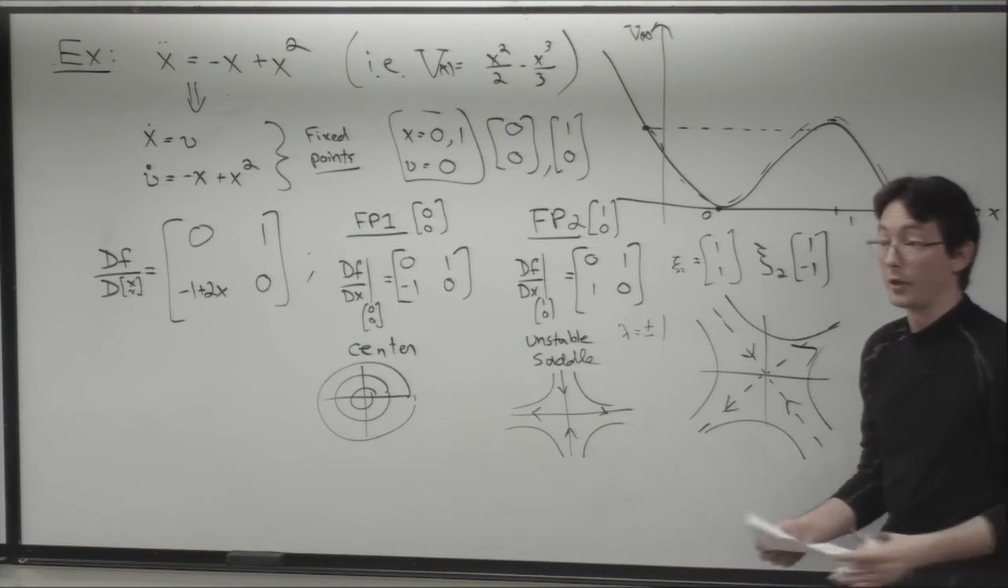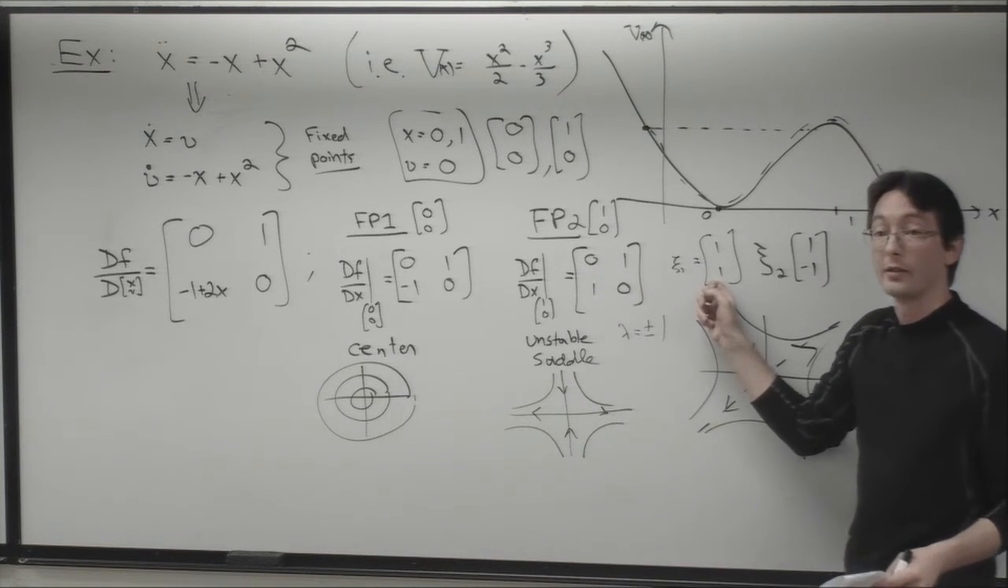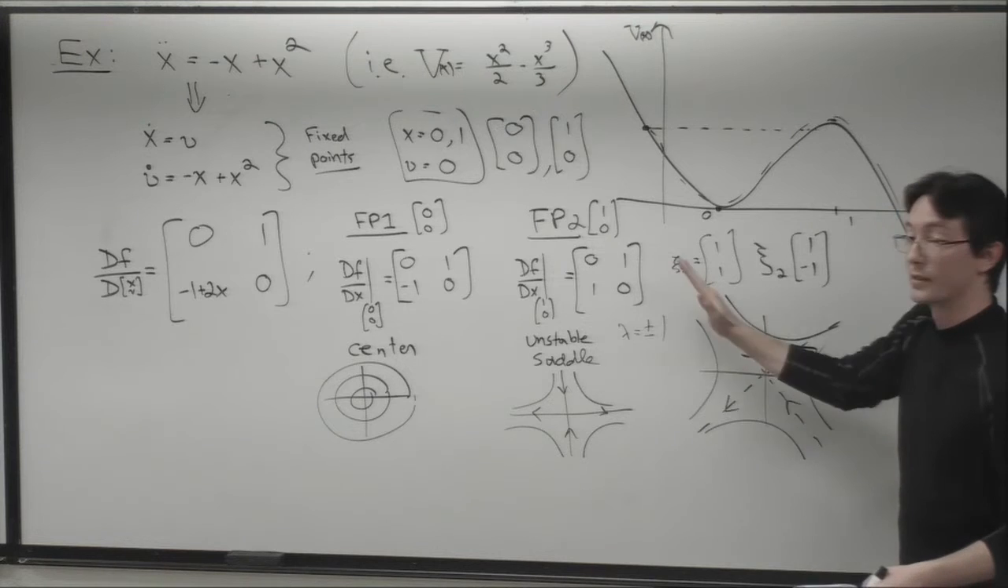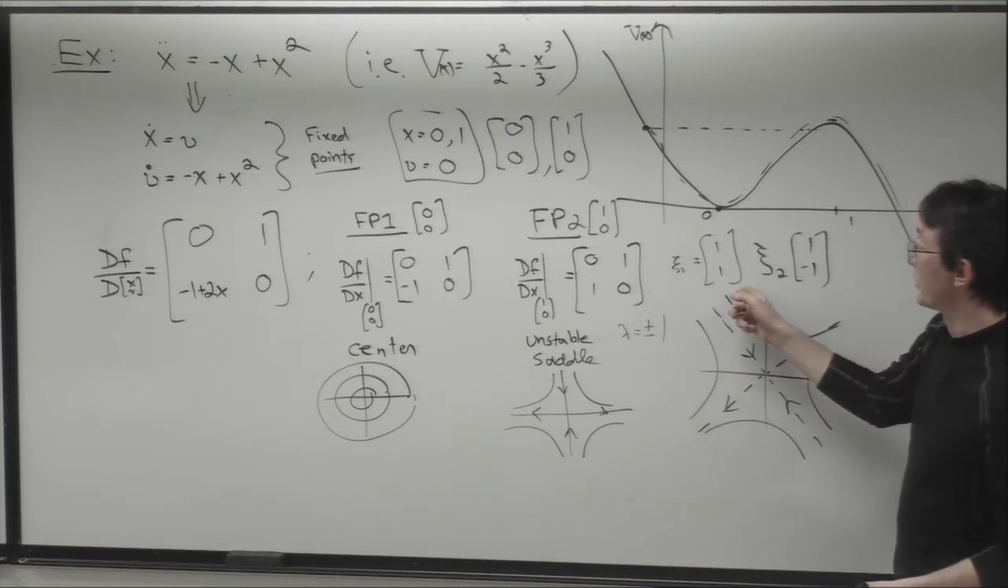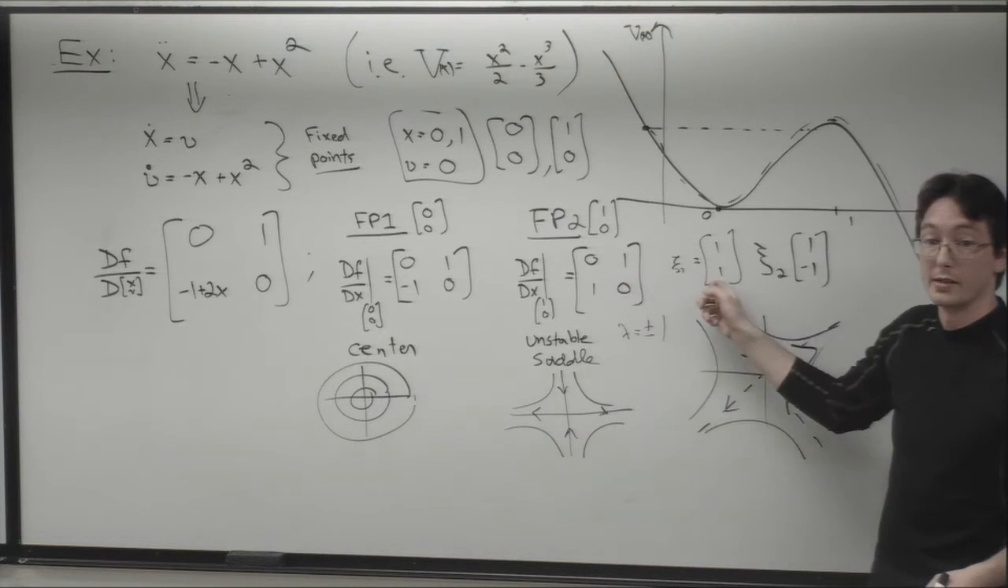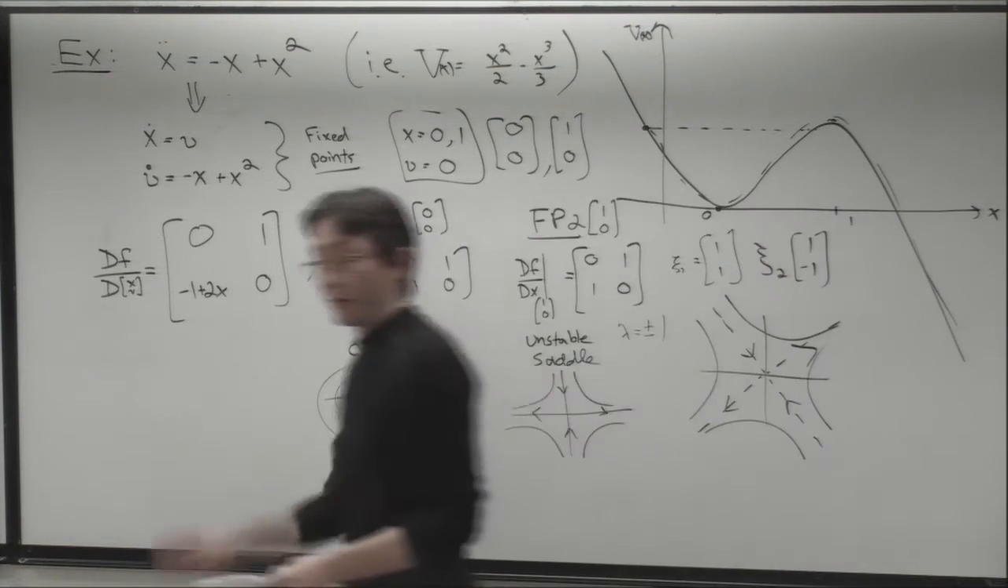Okay, remember, we look at the eigenvalues to figure out its stability. Then we look at the eigenvectors to figure out which directions the stable and the unstable directions are. So you can just verify that for this matrix, these are the eigenvectors, and this is what my saddle looks like. It's rotated by 45 degrees.